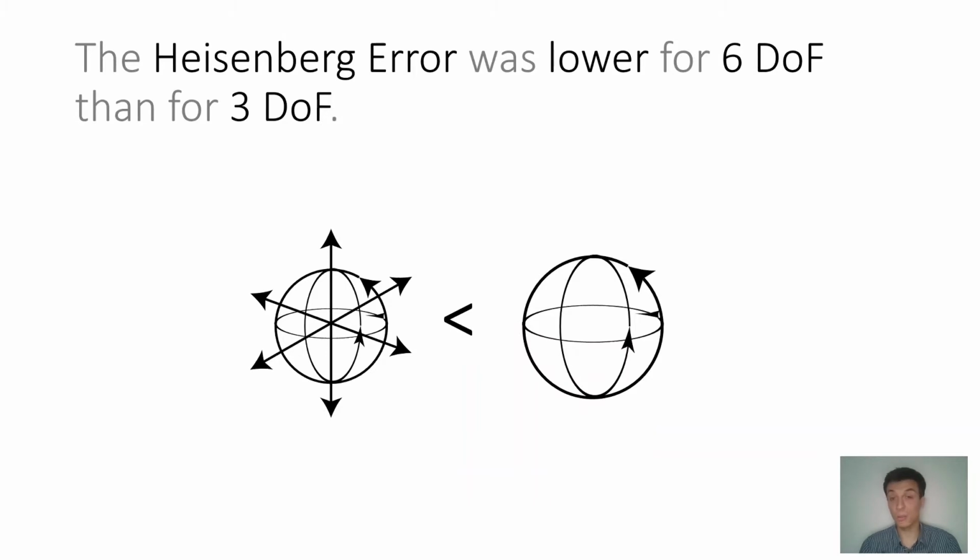We also found, surprisingly, that 6 degrees of freedom led to a lower Heisenberg error than 3 degrees of freedom. This could be explained due to the behavior of our participants, which didn't change between 6 degrees of freedom and 3 degrees of freedom when selecting, meaning that participants used their arm during the 3 degrees of freedom condition instead of just using their wrist.